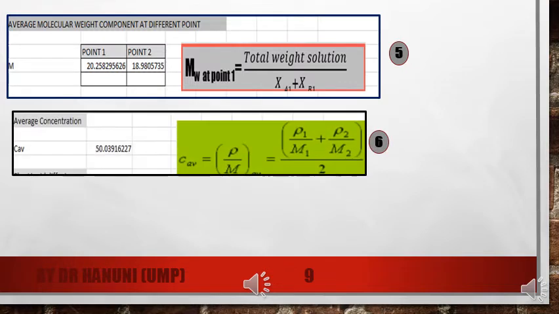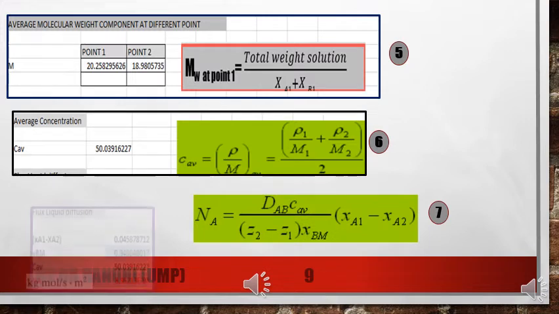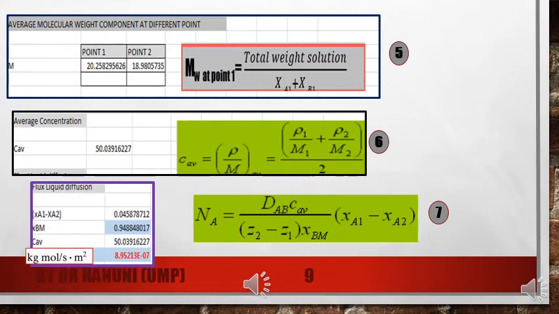molecular weight average at different points, which is point 1 and point 2. So here is the formula given to calculate the molecular weight average at point 1. This is the formula to calculate M1. Based on the equation here, the total weight of solution is actually given in the equation, which is 100 kg.